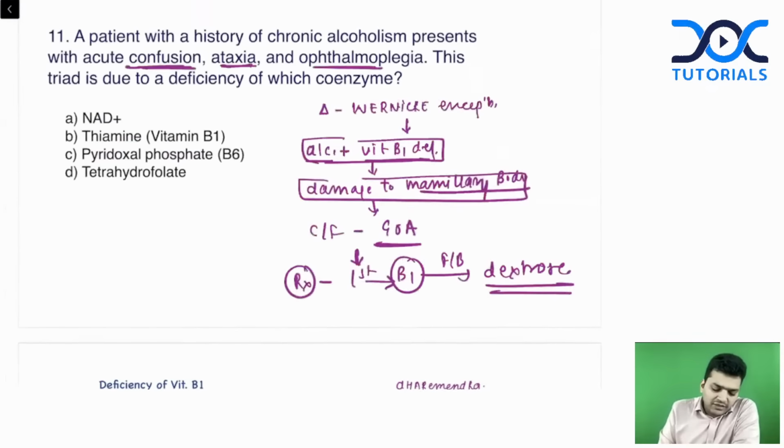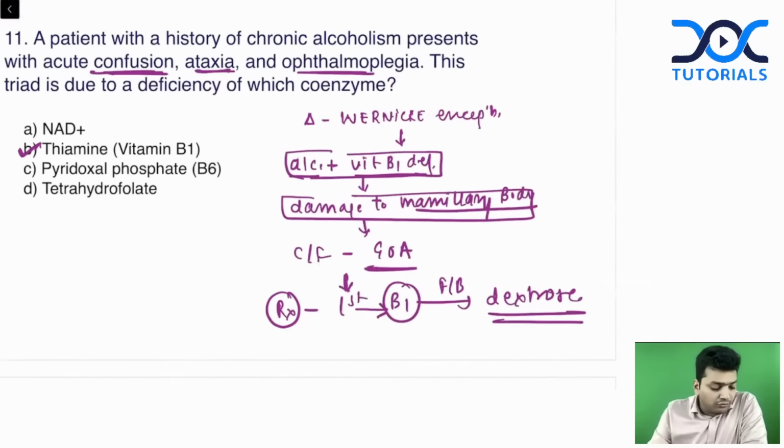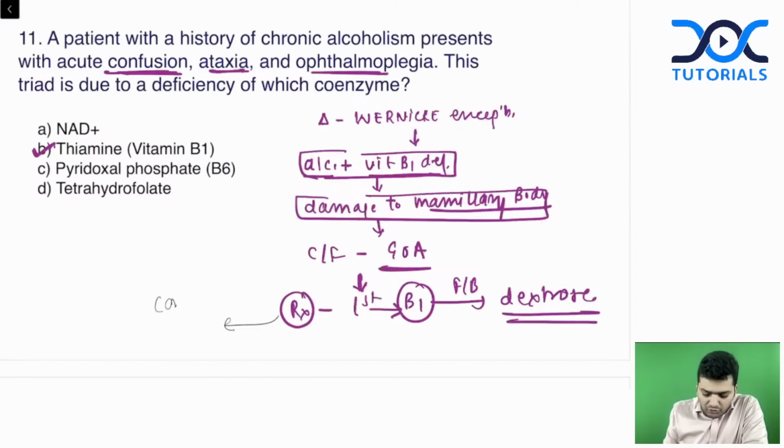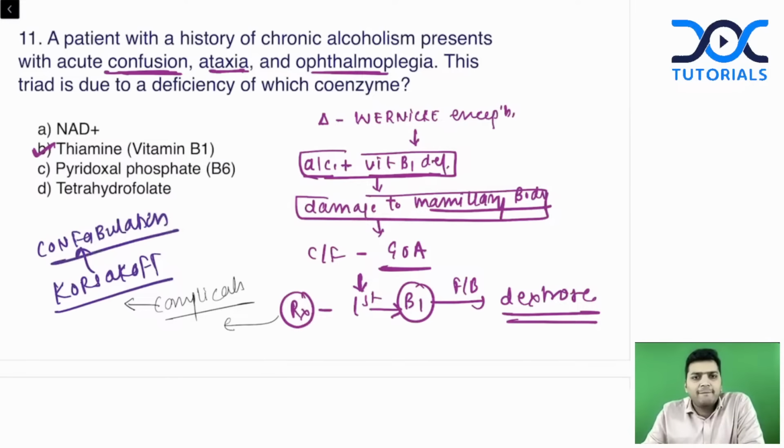So, which coenzyme is deficient? It is thiamine, that is vitamin B1, right? And if we don't treat this patient with Wernicke's, what is the complication that it is going to develop? Yes, rightly said, it's going to be Korsakoff psychosis, and what will you see there? Confabulations. Confabulations will be there, right? Okay.